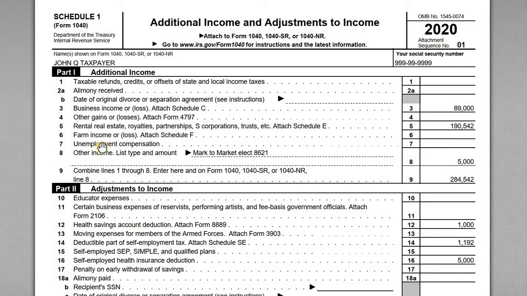So you see here other income or loss. We have mark-to-market election 8621, and then we have the $5,000 that's flowing through from the 8621 for the mark-to-market election. So the $5,000 is just included in his ordinary income. He pays taxes on it, whatever his effective marginal rate is going to be, and then that's the end of it.